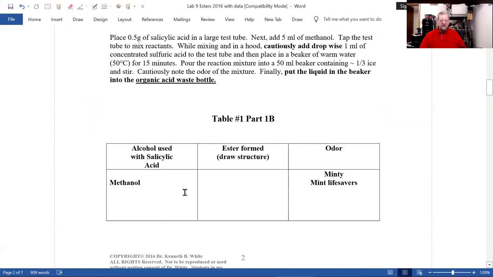And if you do 1B, you'll be doing salicylic acid with methanol, and the ester, you have to draw it, smells like mint. And if you ever smelled the white lifesavers, which I'd be going around if we were in lab, students say, what does it smell like? And I go like this. Remember something that's round and white with a hole in it? And you say, well, oh, life, and you go, mint lifesavers. How do you think they get the flavor for that? It's artificial flavor.